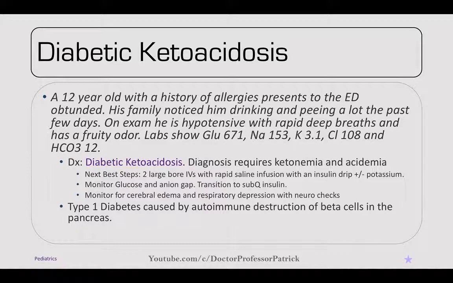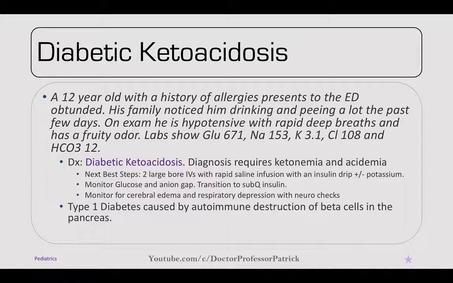Your diagnosis is DKA. It requires ketonemia and acidemia in the diagnosis. Your next best steps are to start 2 large bore IVs, and you initiate rapid saline infusion, and you start an insulin drip. Eventually, you're going to need to monitor potassium and supplement extra potassium in one of these bags as well. And you're going to monitor glucose and anion gap.